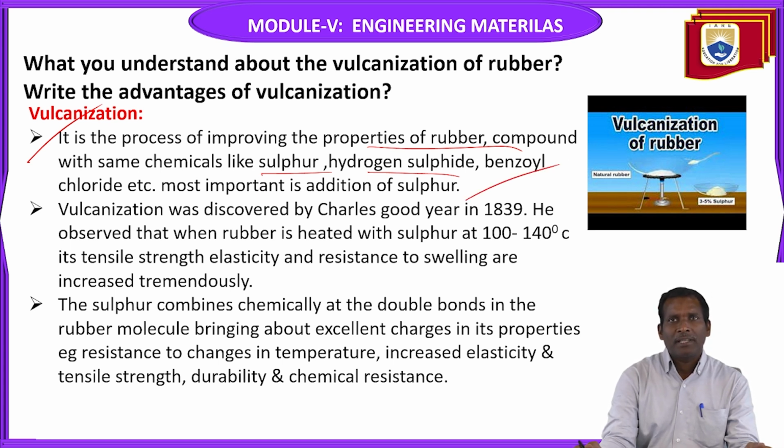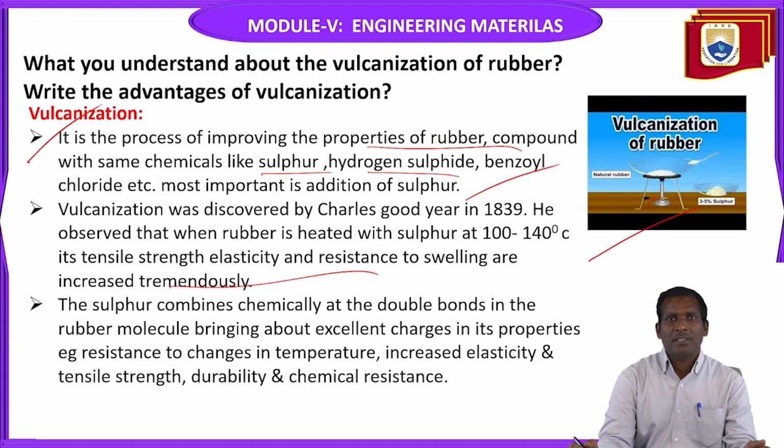Vulcanization was discovered by Charles Goodyear in 1839. He observed that when rubber is heated with sulfur at 100 to 140 degrees centigrade, its tensile strength, elasticity, and resistance to swelling are increased. So, shown in this diagram, vulcanization of rubber. Whenever natural rubber is heated with sulfur at 100 to 140 degrees centigrade, its tensile strength increases, and resistance to swelling also increases.